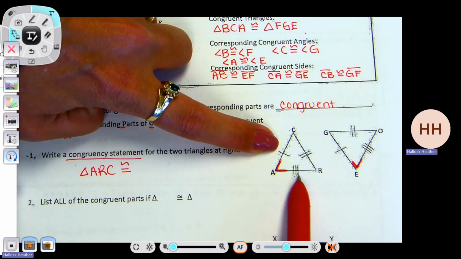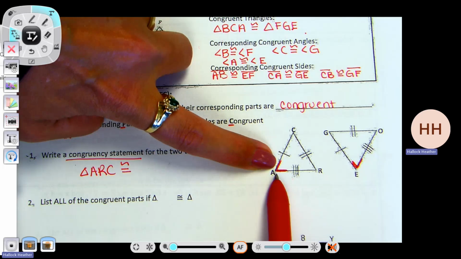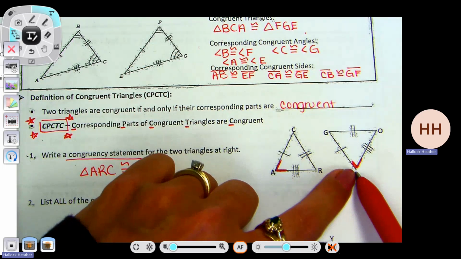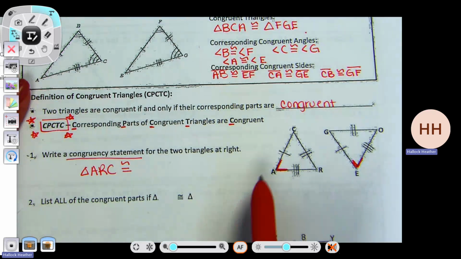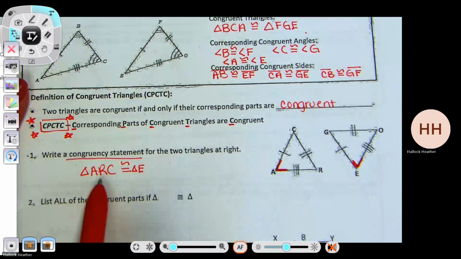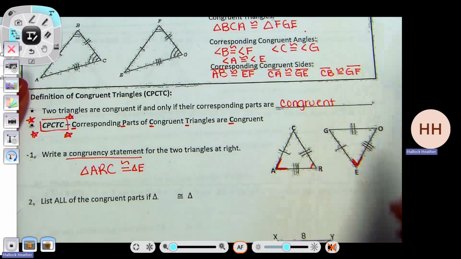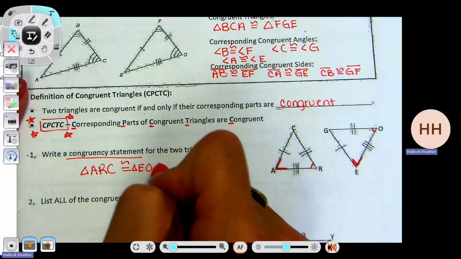Nice. Because this one has 3 ticks and this one has 1 tick, and they're creating that angle A. This one has 3 ticks and 1 tick, so it's creating angle E. So you have to look at the tick marks because they're going to help you tell which ones are actually congruent. So A matches with E. R matches with what? O. And then last but not least would be G.